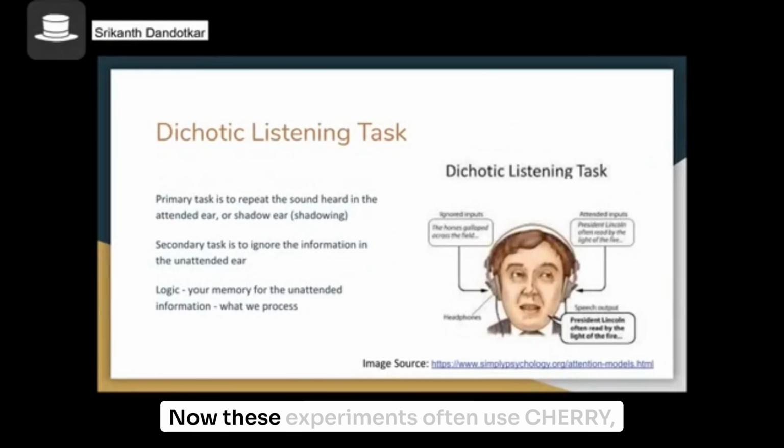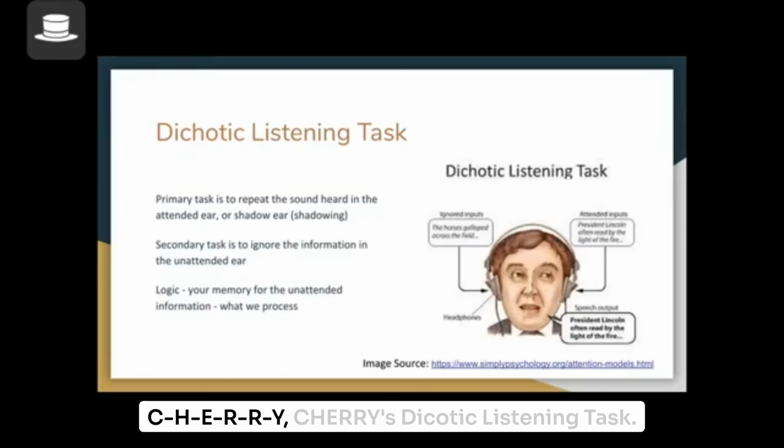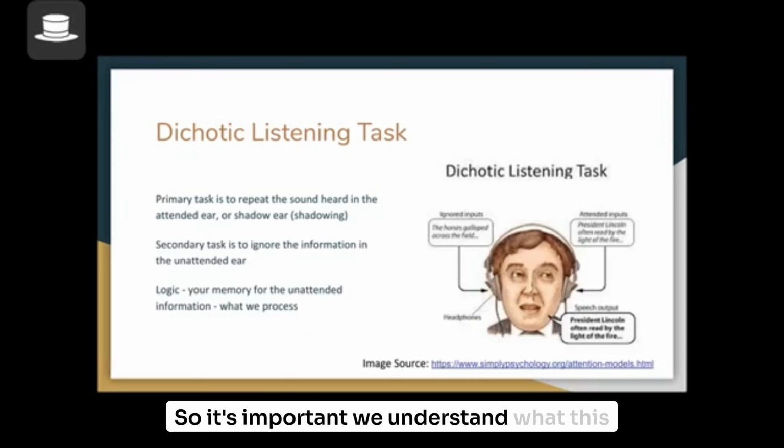Now, these experiments often use Cherry's dichotic listening task. So it's important we understand what this task is. Dichotic refers to two. It's a task involving listening to two different audio sounds. So you can see different information is sent to the two ears.